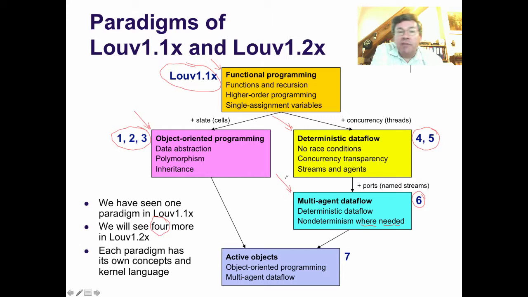Because most of your program can still be deterministic, can still use the simpler paradigm, and only a small part has to use the more complicated one, this is one of the reasons why this is the best all-around paradigm for concurrent programming that we know of. And then finally, in lesson 7, we will combine object-oriented programming ideas and multi-agent data flow ideas, because these two sets of ideas can be combined, and you can get the advantages of both in the paradigm called active objects.